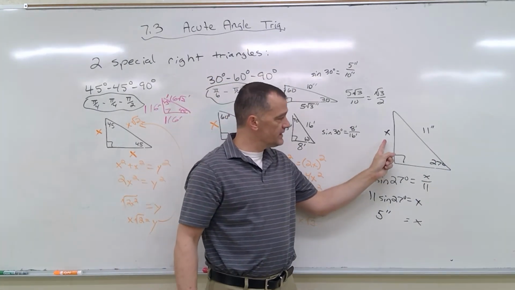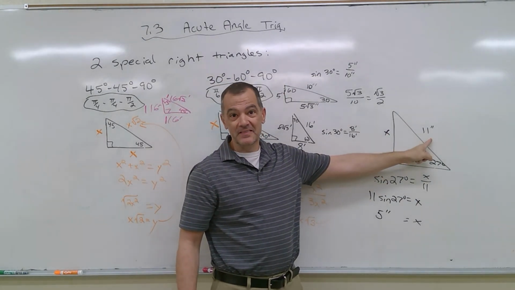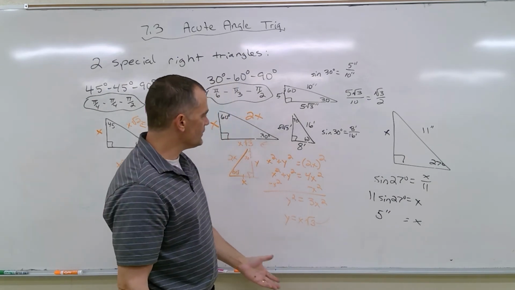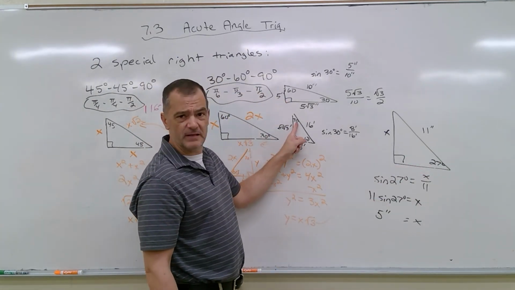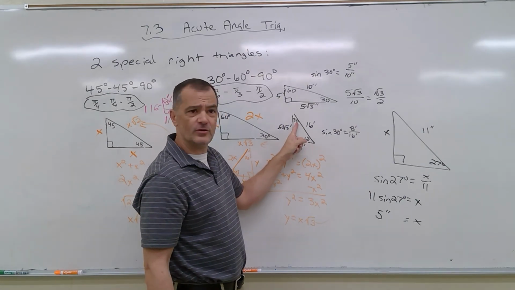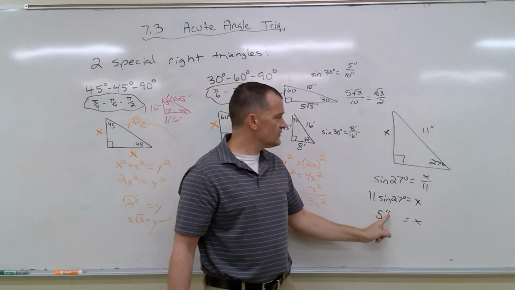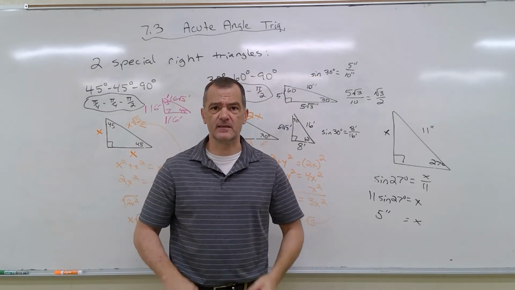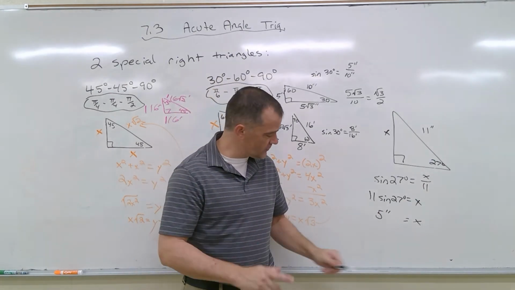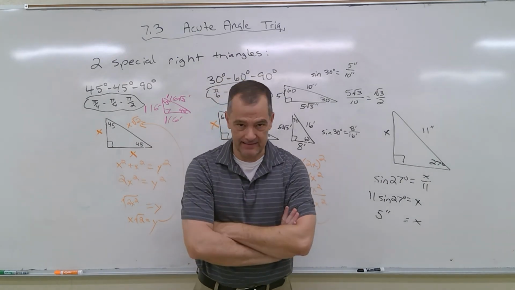Which makes sense. You want to make sure that this leg is smaller than the hypotenuse. And 27 degrees is a little bit less than 30, and the side opposite a 30 degree angle is half. So this one should definitely be less than half of 11, which it is. So it makes sense.